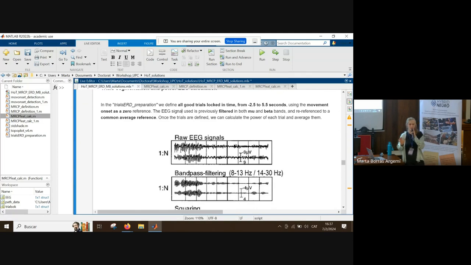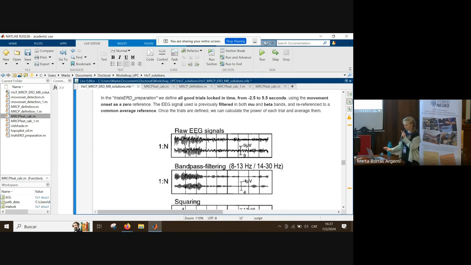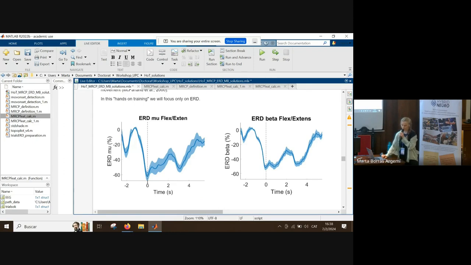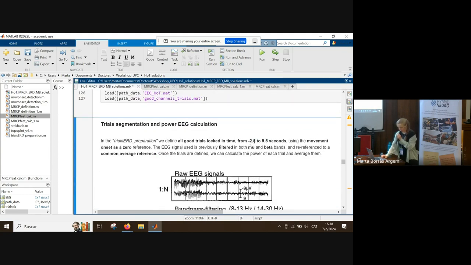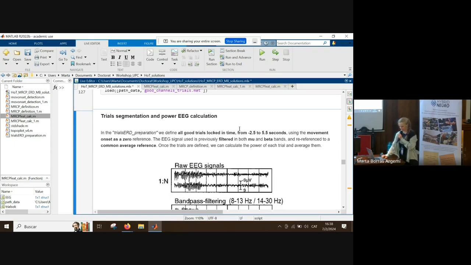To obtain a proper event-related desynchronization, we will focus today only on the desynchronization, okay, because we don't have all the time in the world, and I know you want to go home. I will explain briefly how to do the same with the synchronization afterwards. To get a good event-related desynchronization signal, we first define trials locked in time from minus 2.5 to 5.5 seconds, as we see here. These are a little bit longer than the movement-related cortical potential trials, aligned to the movement onset again.